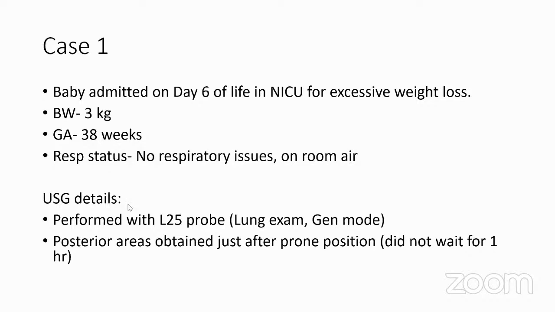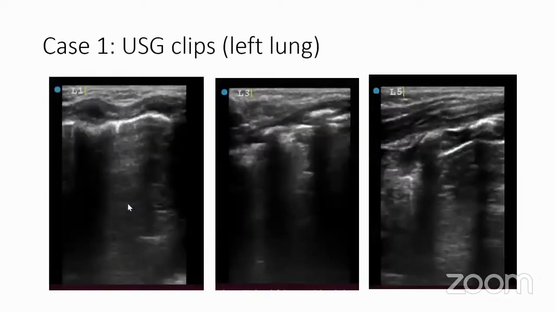So I performed this exam with the L25 linear probe. And one of the limitations was that I obtained the images in the posterior area just after making the baby prone and did not wait for 1 hour, which would have been ideal, I think. So I have imaged all the 12 regions, but for the sake of presentation, I'll be presenting 6 regions, 3 from the left lung and 3 from the right lung. And let's begin with the first region.